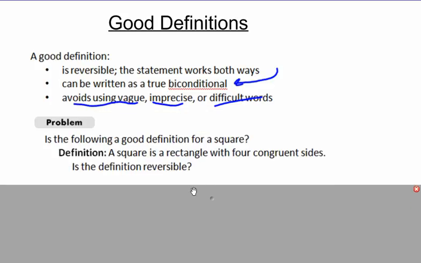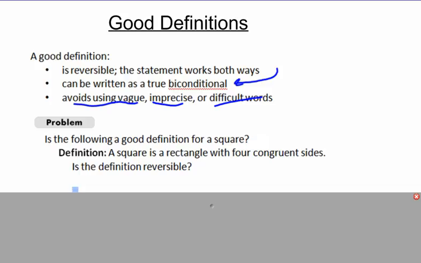It says, is the following a good definition for a square? Definition: a square is a rectangle with four congruent sides. It's very short and to the point. It's pretty specific, like it's a rectangle, meaning it has to have two sets of parallel sides and four right angles. And here it says four congruent sides. So far, it works. Let's see if it's reversible.